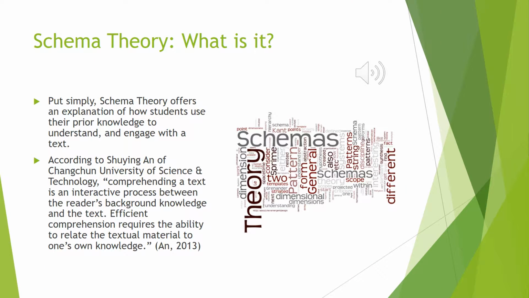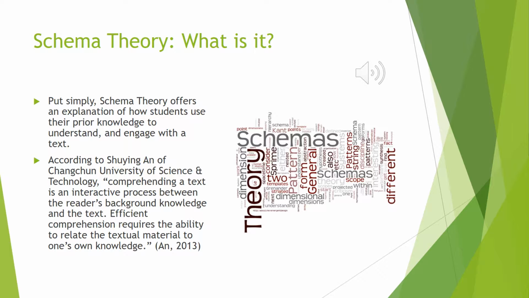So, schema theory, what is it? Put simply, schema theory offers an explanation of how students use their prior knowledge to understand and engage with a text. While schema theory has existed in the field of psychology since the 1930s, it was first adapted to the field of reading and writing by Rumelhart, Carroll, and Hudson in the 1970s and 80s. The theory relies on students' prior knowledge, which is constructed in a top-down, hierarchical manner called schemata. The schemata is broken down into three categories: formal, content, and finally, linguistic schema.